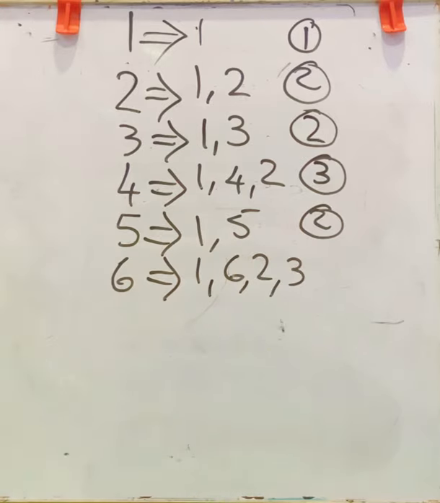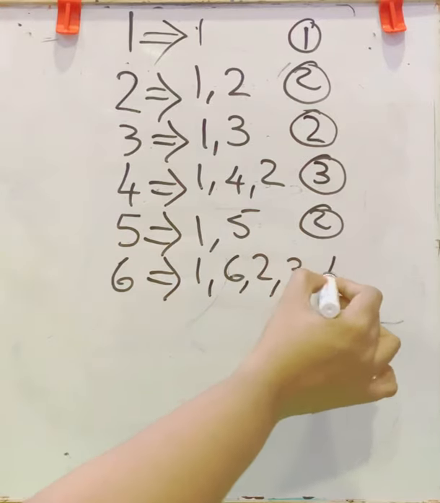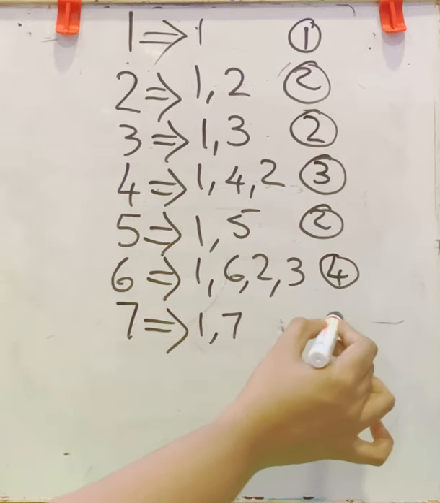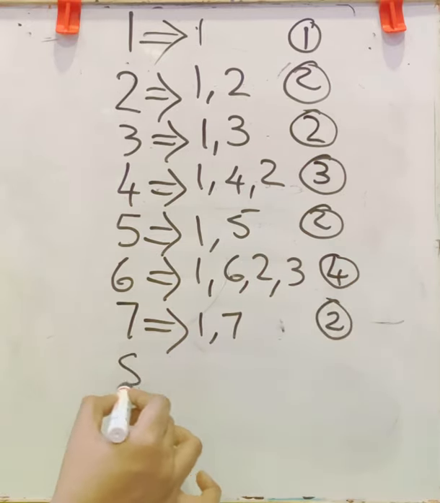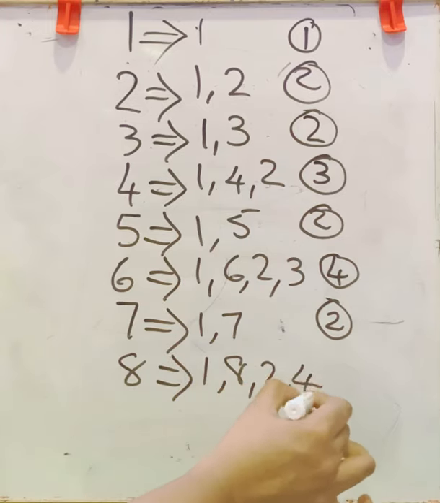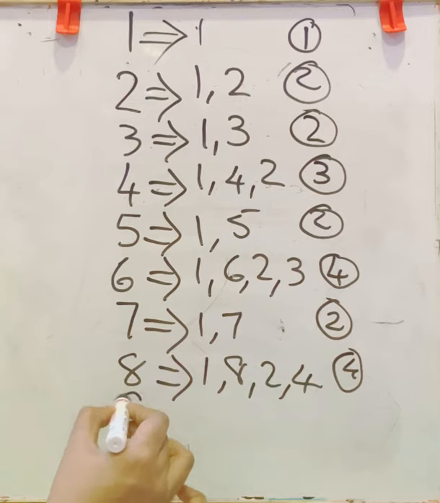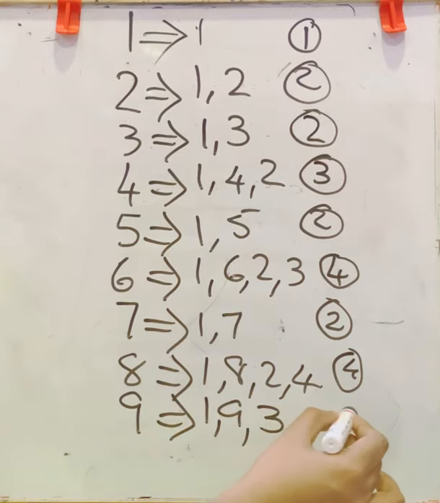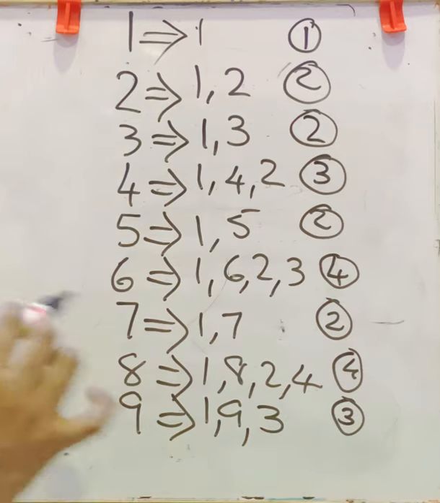6: 1 sixes are 6, 2 threes are 6, so 4 factors. 7: 1 sevens are 7, 2 factors. 8: 1 eight is 8, 2 fours are 8, so 4 factors. 9: 1 nine is 9, 3 threes are 9, so 3 factors, like that.